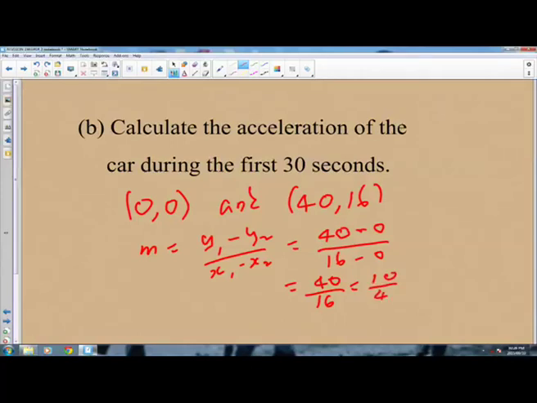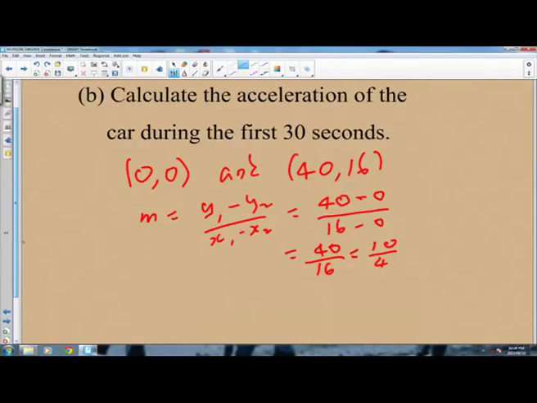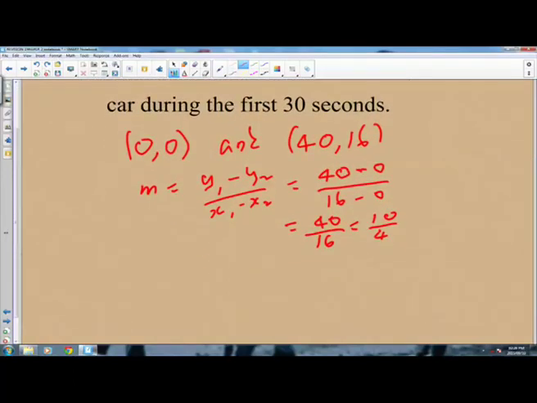4 into 4 once, into 0 is 0, and then 4 into 16 is 4. So we have 10 over 4. And then 10 over 4 can also be simplified further. 4 into 10 is 2, remainder 2 over 4. And this is just 2.5. So the speed of this vehicle, the car, is 2.5.